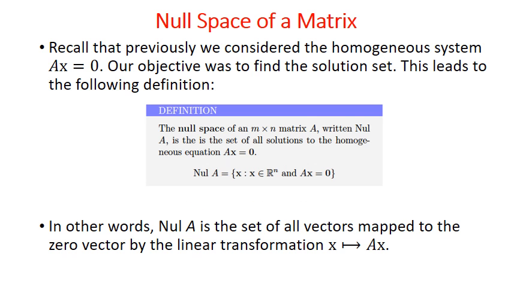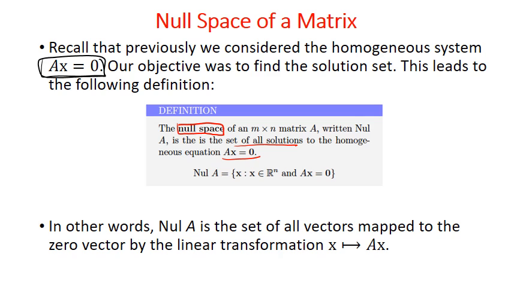The first thing we're going to talk about is the null space of a matrix. Previously we talked about homogeneous systems that deal with this equation here, and what we wanted to do was find the solution set. Well, this leads to what is called the null space. The null space of an m by n matrix is the set of all solutions to the homogeneous equation Ax = 0. So it's the same thing we've done, but new terminology.